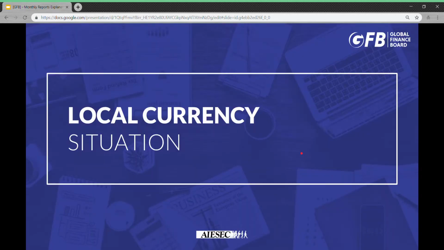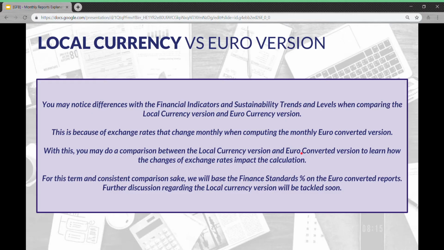Now let's talk quickly about the local currency situation. For the local currency versus euro version, as you know, we made the local currency version of the report. This is to give a better view for the majority of non-European or non-euro currency based entities to read the reports and relate them to their own entity. You may notice some differences in the financial indicators, sustainability trends and levels, and even other aspects when comparing the local currency version and the euro currency version. The reason is the exchange rates that change monthly when computing the monthly euro converted version. Thus, there would always be some differences every month in the calculation as well.